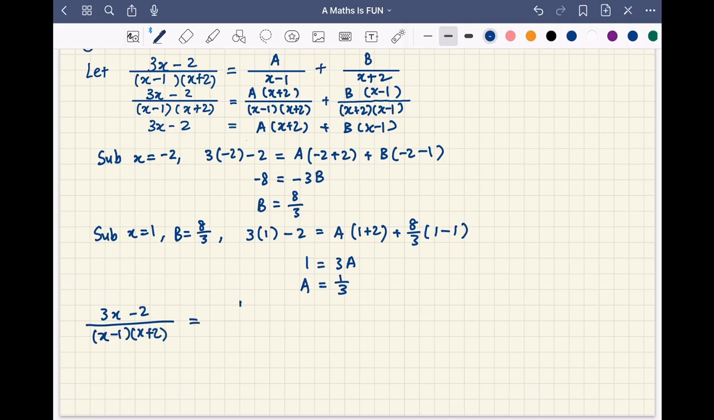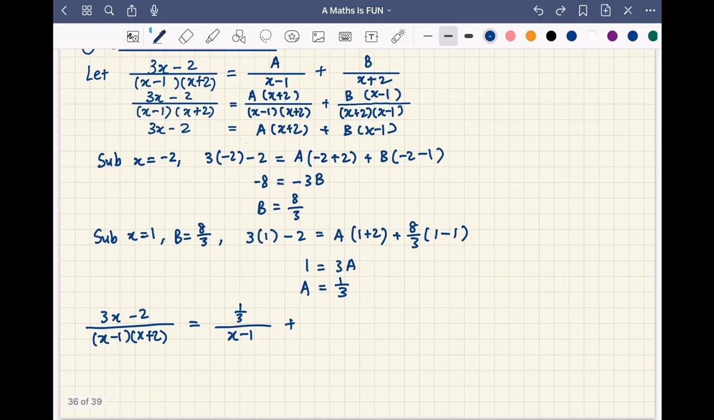Right, and that's equal to 1 over 3 over x minus 1 plus 8 over 3 over x plus 2. Now you can't leave it like this because you cannot have a fraction in the numerator or the denominator for that matter. So I just want to use a very simple situation for you to understand what I'm going to do next.